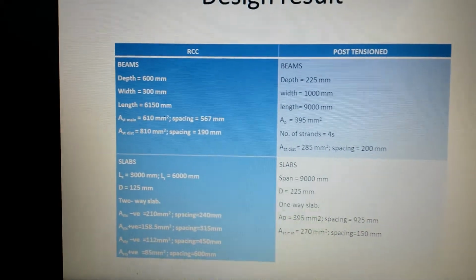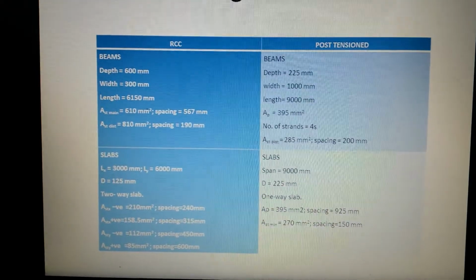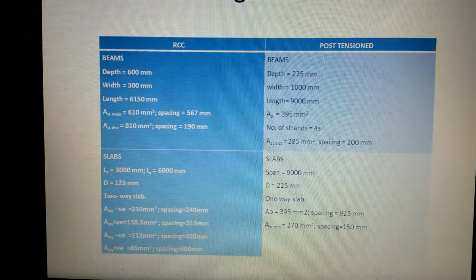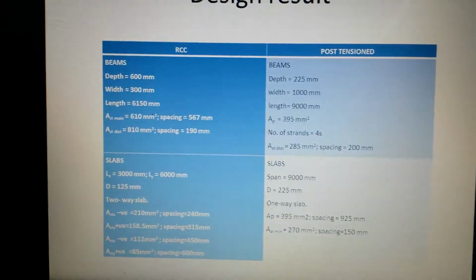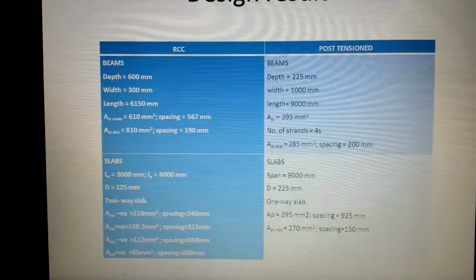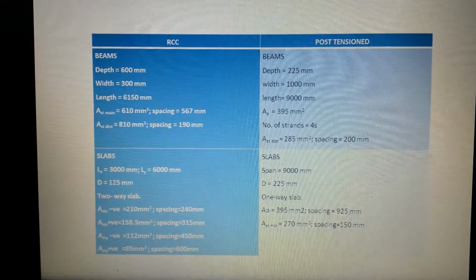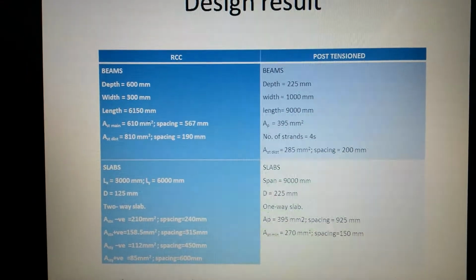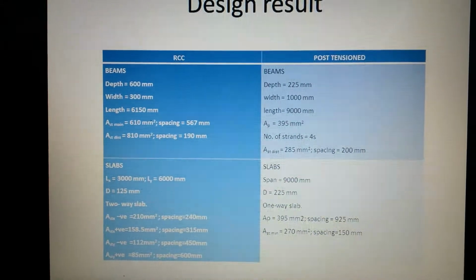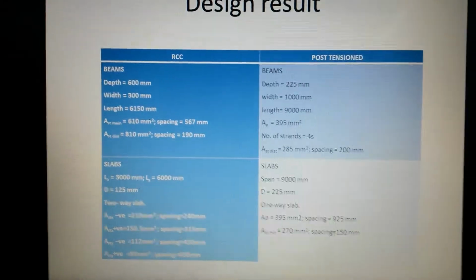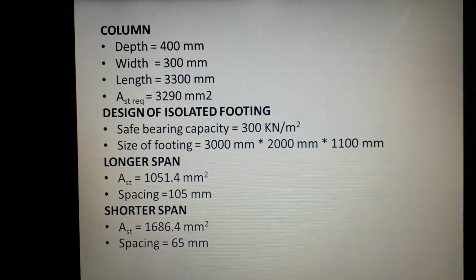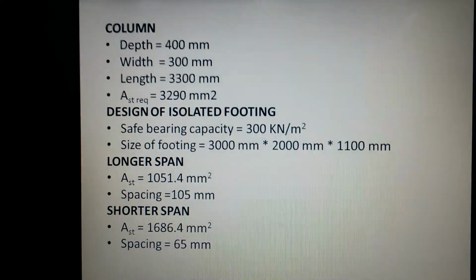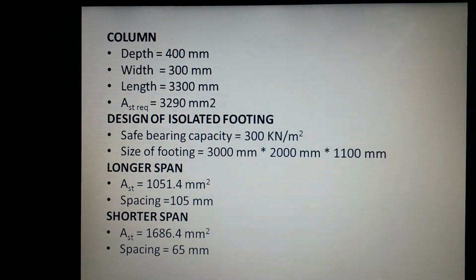For RCC, the critical beam dimension is a depth of 0.6 meter and a width of 0.3 meter. The Ast is 610 mm². For post tensioning, the beam is 225 mm depth and 1 meter width. Ast is 395 mm². While for slab, the depth is 125 mm and for post tensioning is 225 mm. And there won't be any changes for the column, while for RCC and post tensioning, the design procedure is similar.